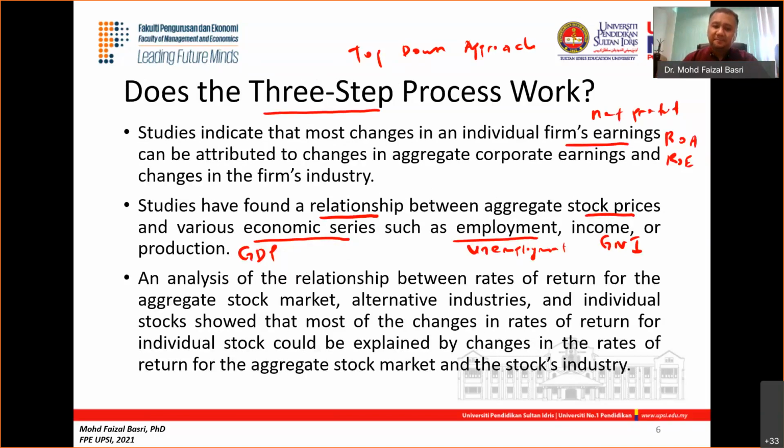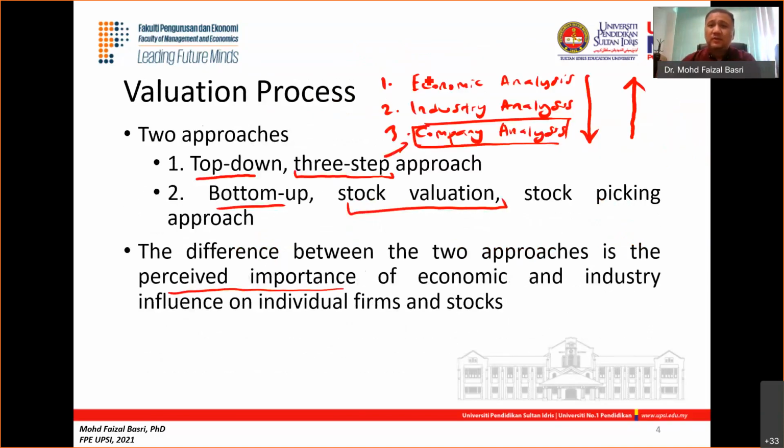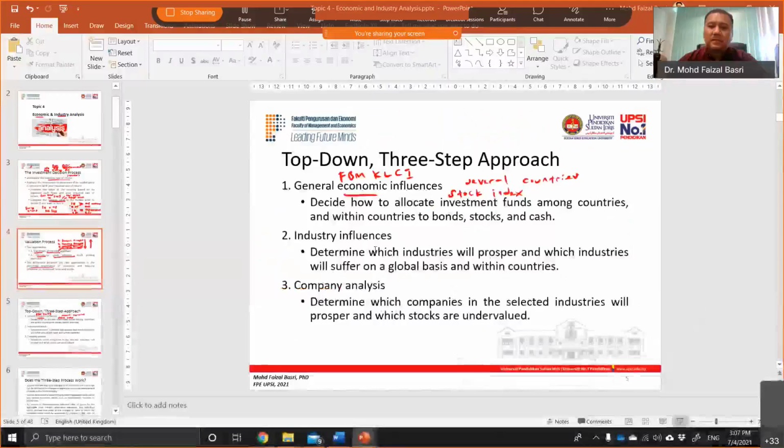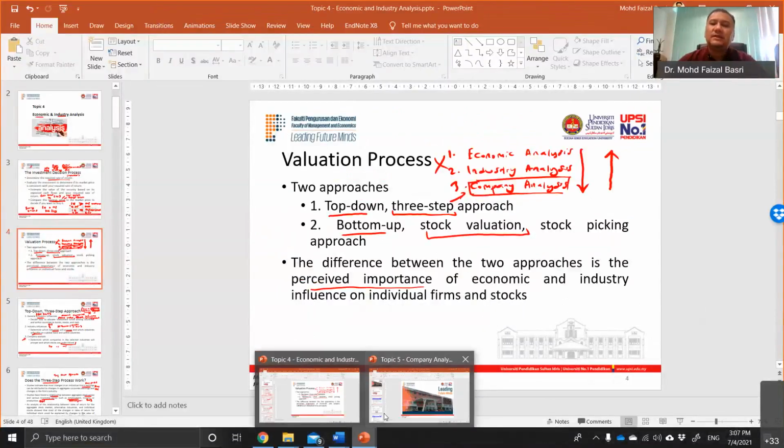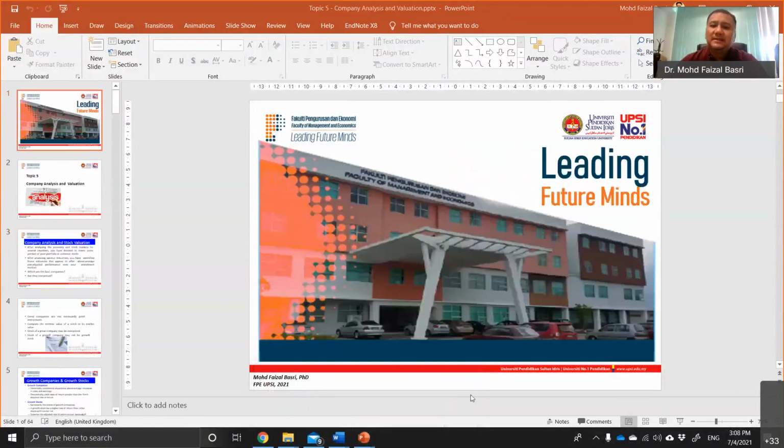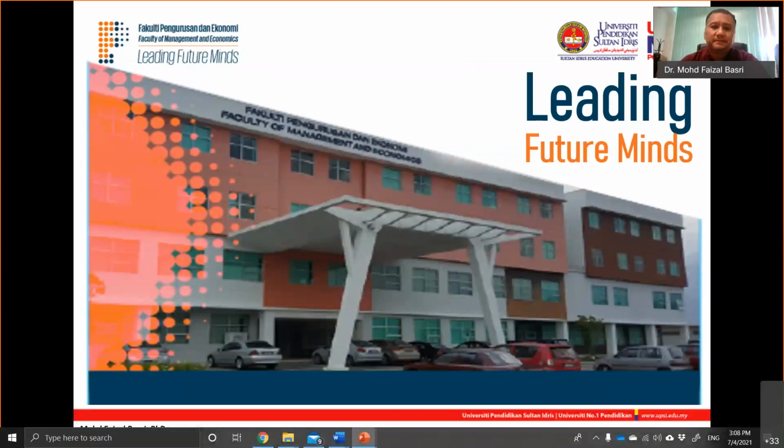For bottom up, as I said, the difference is we don't do this. These two will be eliminated. They just go straight to company analysis. The similarity between the two, the company analysis, will be discussed now in topic number 5. Topic number 4 was totally theory, but what you need to know is the difference between the two approaches, top down and bottom up, and how the analysis is done, especially for the first two. Now we're going to discuss the third step, which is the company analysis.